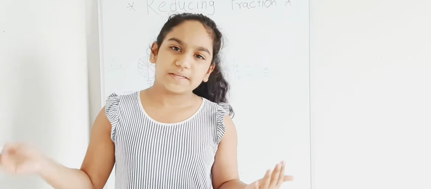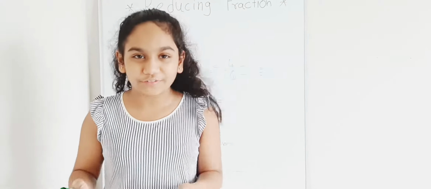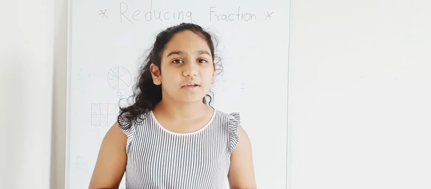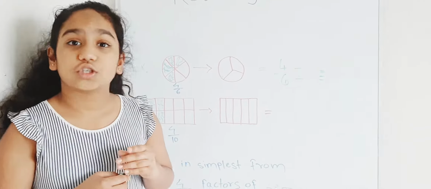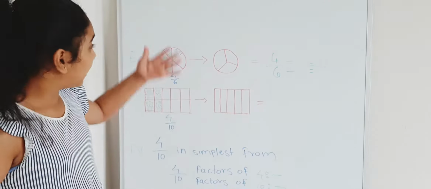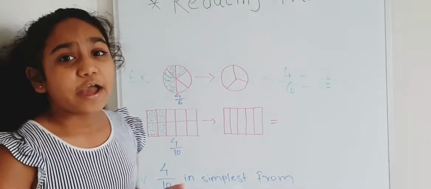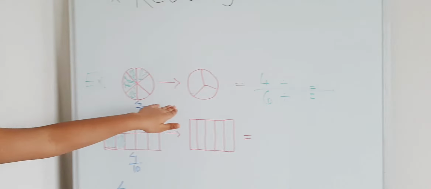So first of all, get a piece of paper and a pencil and put it in front of you. Now, there are two ways you can reduce fractions. First of all, this way, and second of all, this way. So let's get started on this one first.